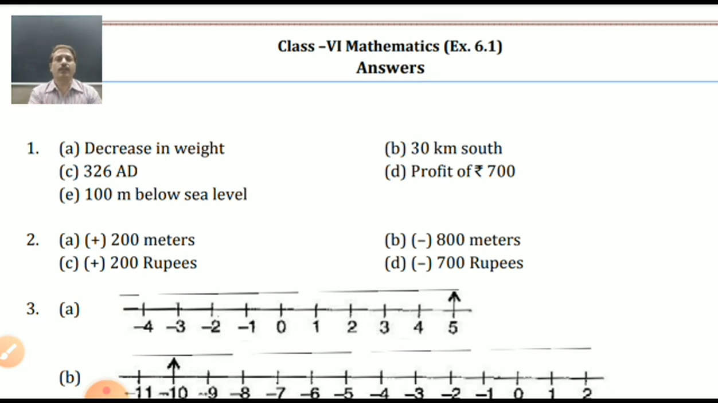Increase then decrease, weight, 30 km north to south. 326 BC opposite AD. Anno Domini and before Christ. You may hear these words in your social studies. Loss then means profit. Yes, you are right, my dear students. And below and above sea level. Numbers, whenever it's a positive, we can write positive, above and below. Plane is flying on the plus side, above, meters. And submarine under, minus sign, 1800 meters. Deposit means plus 200 rupees. Negative means withdraw 700 rupees.